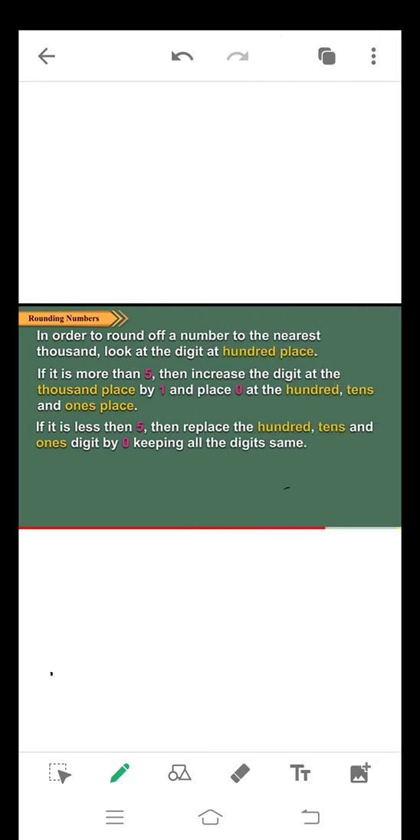Now see how to round off to the nearest 1000. In order to round off a number to the nearest 1000, look at the digit at the 100 place. जब भी हम nearest 1000 राउंड ऑफ करते हैं तो हम 100 प्लेस वाली डिजिट्स को देखते हैं.